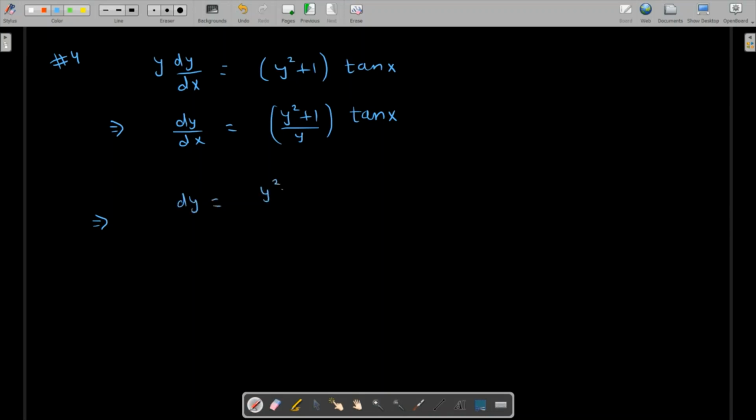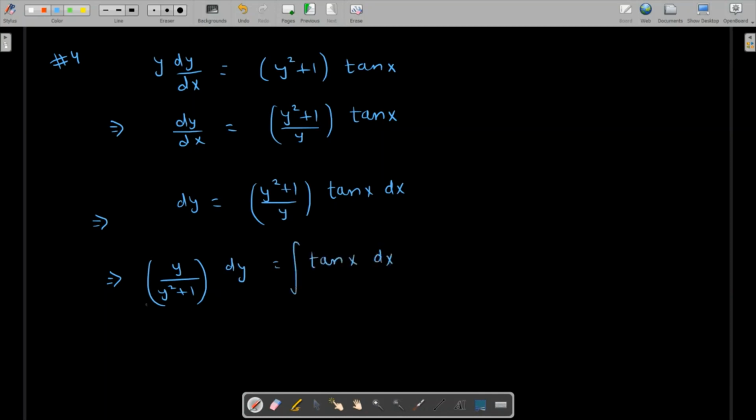So let's see how it looks. It's going to be (y² + 1)/y tan x dx. Now I do want this thing over to the other side, with dy. So I'm going to multiply both sides by y/(y² + 1). If I do that, this particular term will just become 1. So this will be equal to tan x dx, and now we can integrate it.